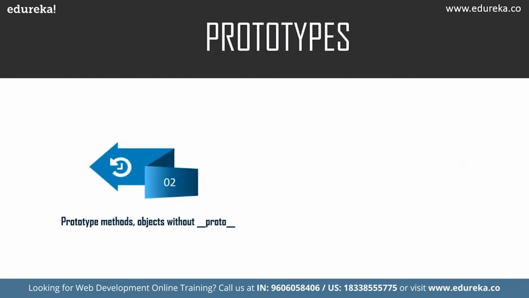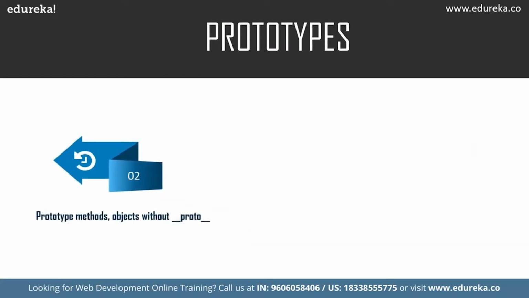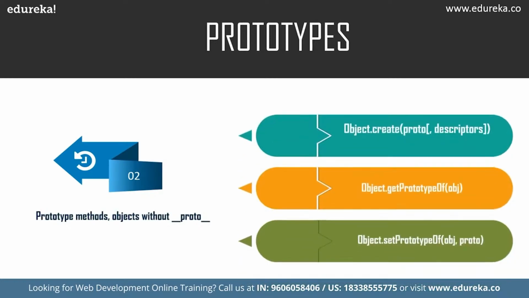Now the next one is the prototype methods, objects without __proto__. So in prototypal inheritance we used the __proto__, but this is an outdated method now. So here we will have a look at the modern methods to set up a prototype. So the first one is to take Object.create(proto, descriptors). It creates an empty object with given proto as prototype and optional property descriptors.